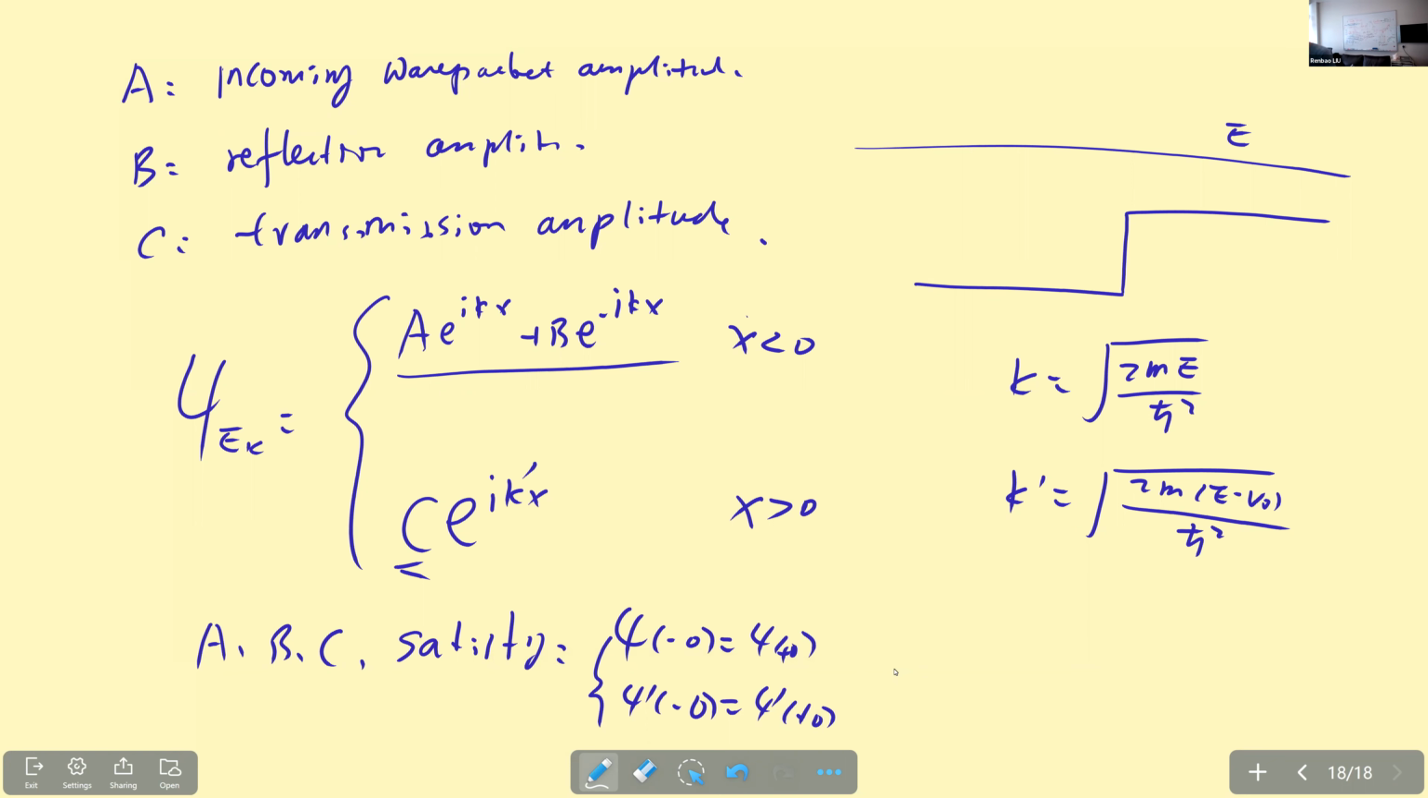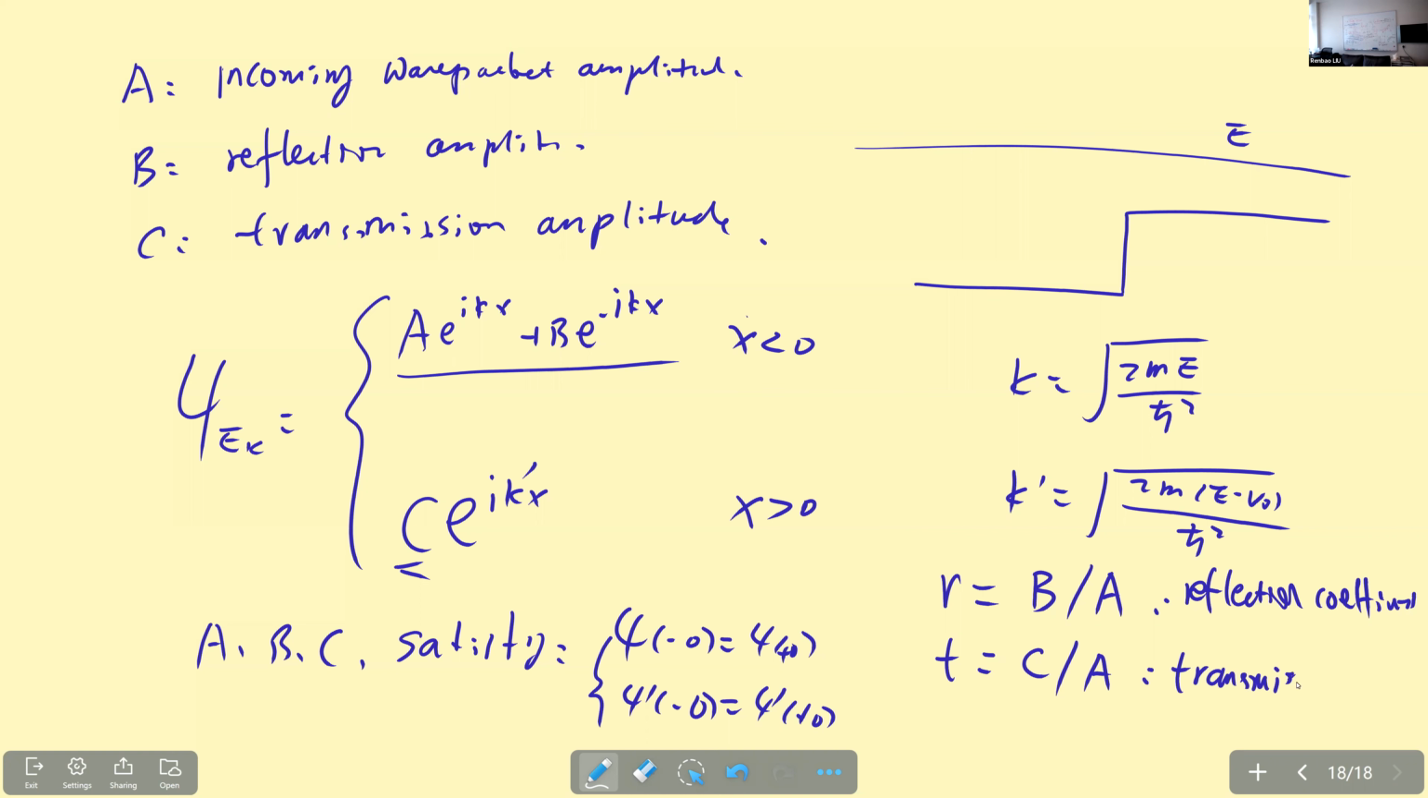So you can say the refraction coefficient can be defined as B divided by A, and the transmission coefficient is C divided by A. So this is the refraction coefficient, and this one is the transmission coefficient. Now you see a huge difference between the bounded states and the scattering states. So now let me summarize the bounded states and the scattering states.